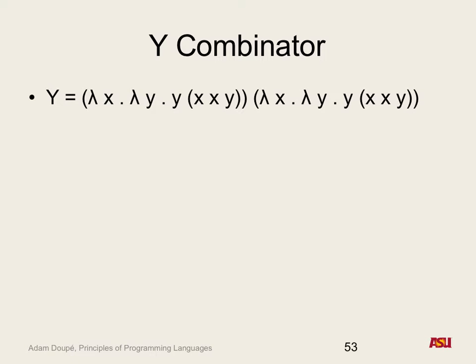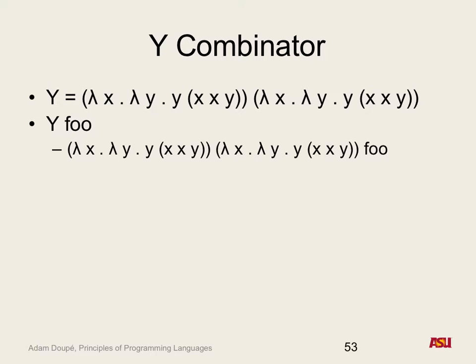So what is it composed of at a high level? At a high level, it's actually an application, right? Each of these expressions here, how many parameters are they taking in? Two. They first take in an x, and then take in a y. So let's step through to see what happens when we just say Y foo. We'll take it step by step. We have this whole huge thing, right? So what's the first thing that happens?